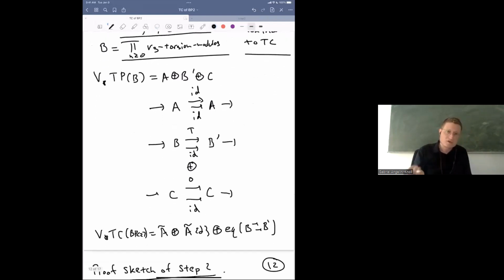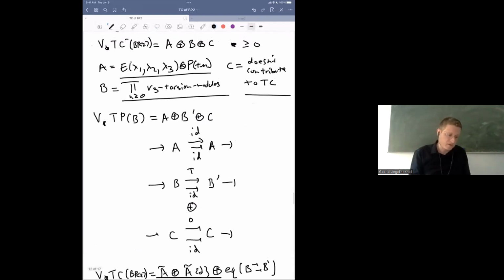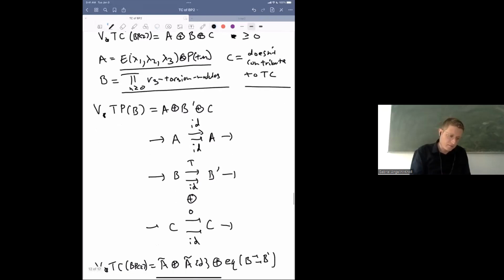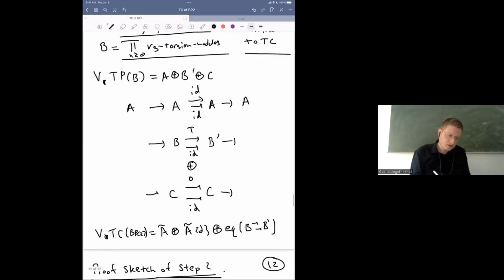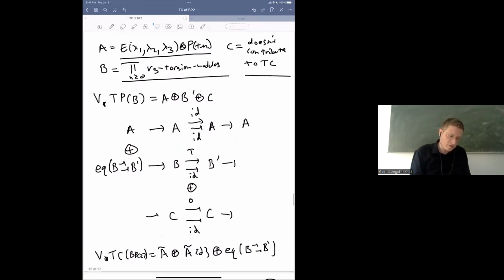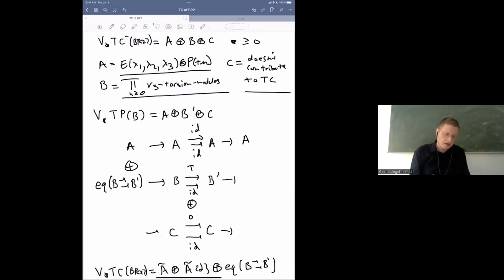So then to compute the homotopy equalizer, you want to compute the equalizer and co-equalizer of the maps from TC minus to TP. One of the maps is the identity. So on the A part, both maps turn out to be basically the identity. So you get a copy of A here and a copy of A. The B part is where a lot of the interesting stuff goes on. So there, you get some equalizer, and basically what happens is that you have an infinite product of V3 torsion modules, and this is also an infinite product of V3 torsion modules.